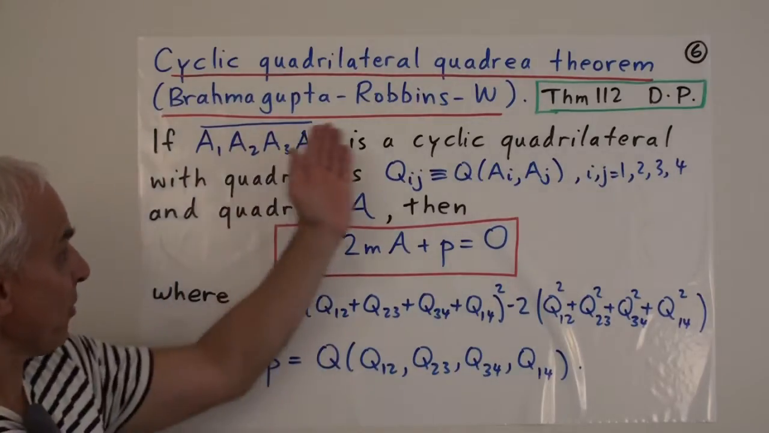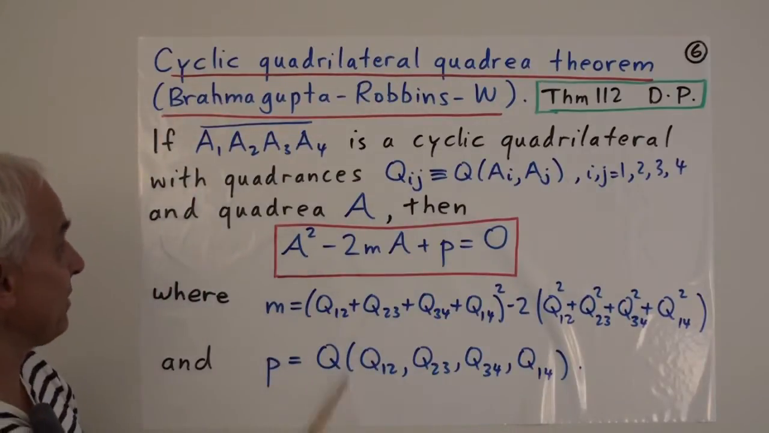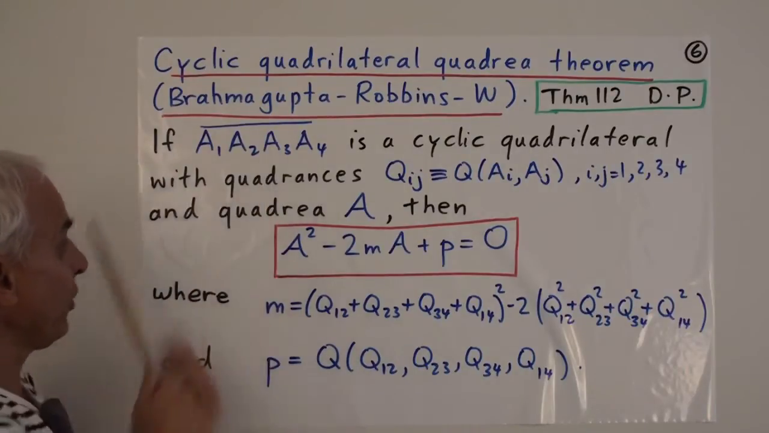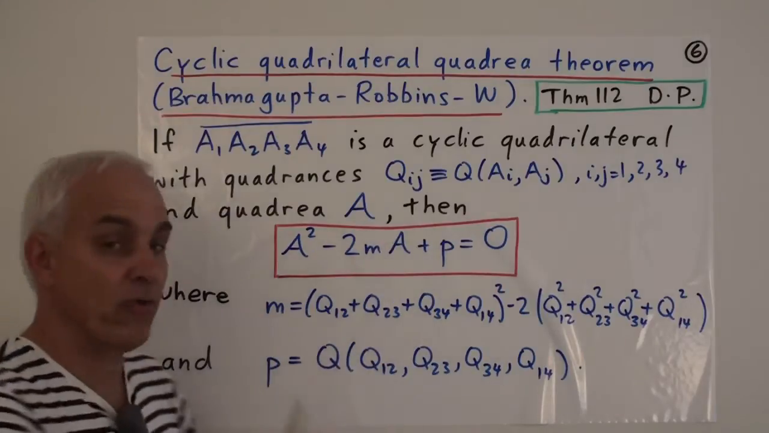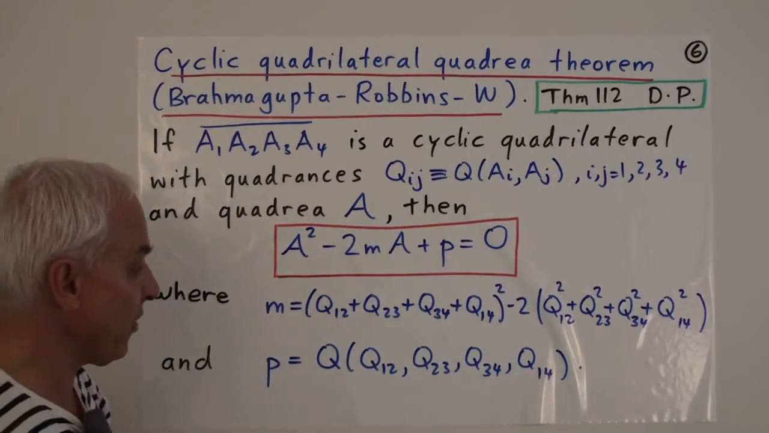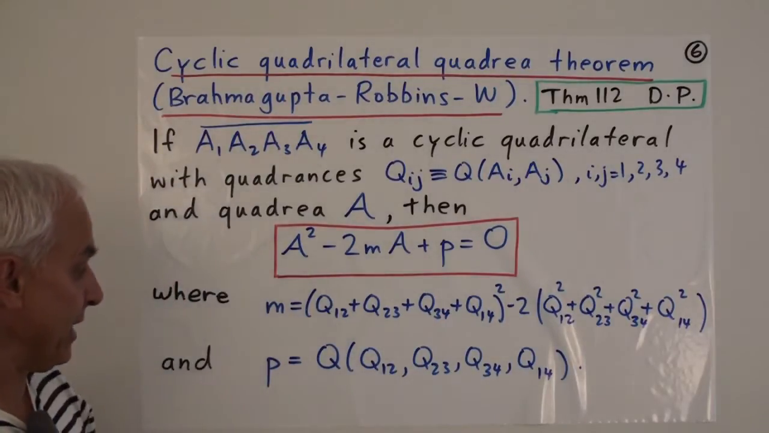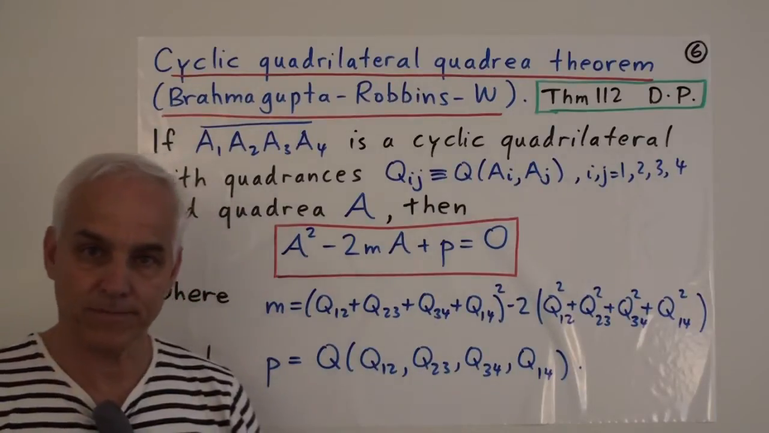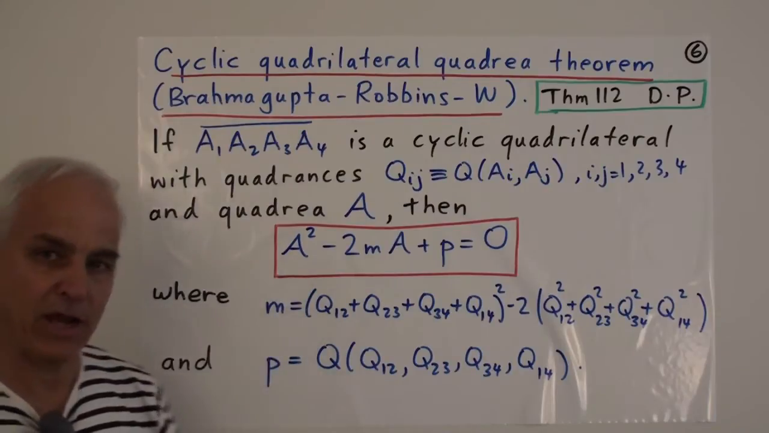Okay, so here's the cyclic quadrilateral quadrea theorem that we've introduced as a replacement for the Brahmagupta and Robbins formulas, expressing the quadrea of a cyclic quadrilateral in terms of a quadratic equation involving two quantities which are obtained from the four quadrances of that cyclic quadrilateral, and these are intimately connected with the quadruple quad formula. So a natural question might be, why is this a quadratic equation?